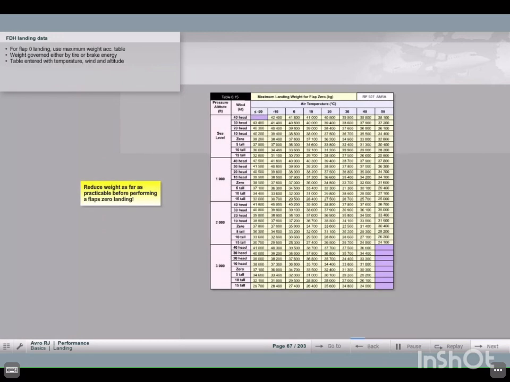Last but not least, there is a table in the FDH that gives the maximum landing weight for flap 0. The maximum weight for landing with flaps 0 is governed either by the tire limiting speed or the energy that the brakes can absorb. The table is entered with the landing pressure altitude, wind component, and air temperature.